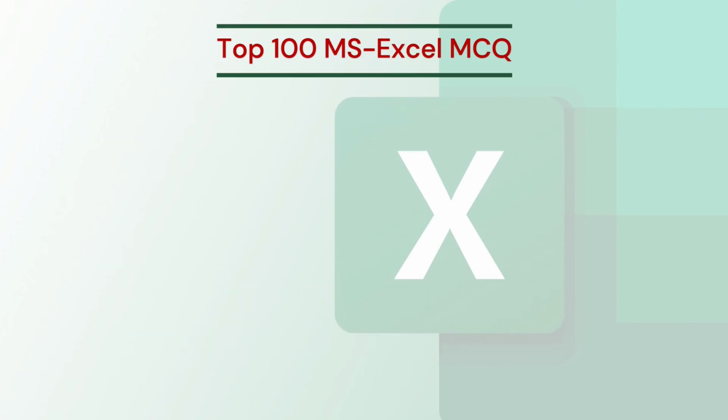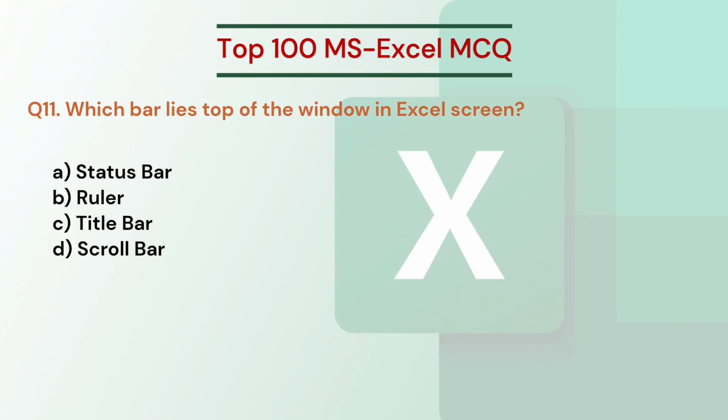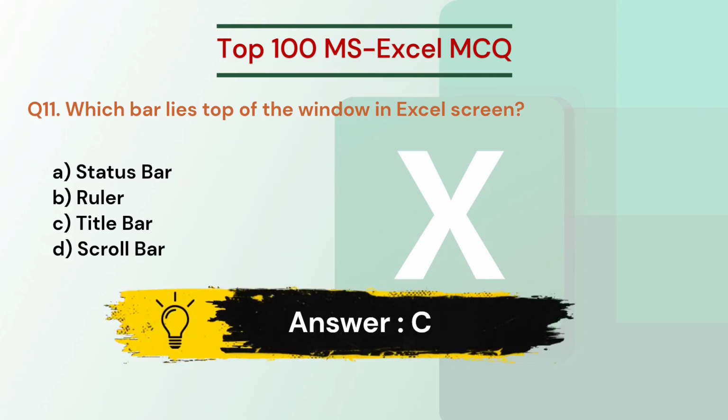1985. Which bar lies at the top of the window in the Excel screen? A. Status bar. B. Ruler. C. Title bar. D. Scroll bar. Correct answer is C. Title bar.